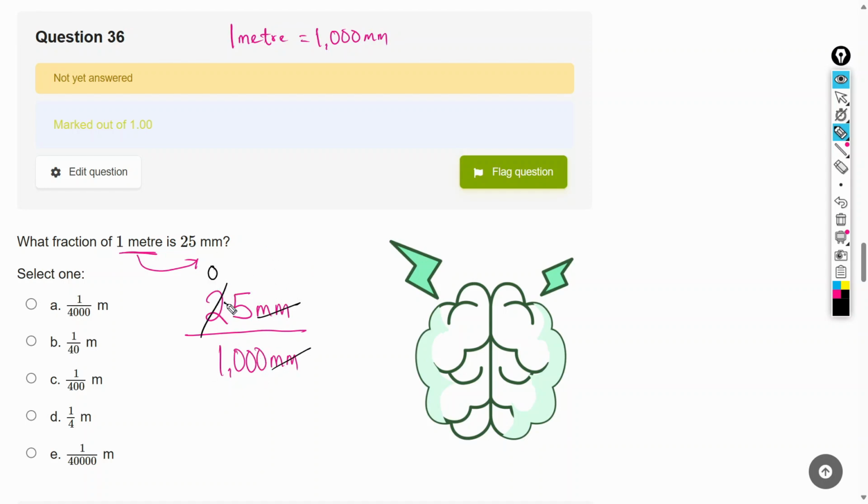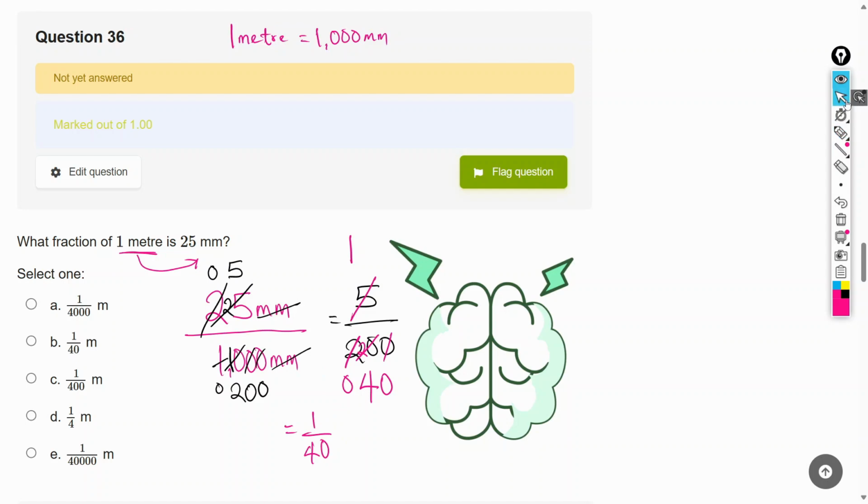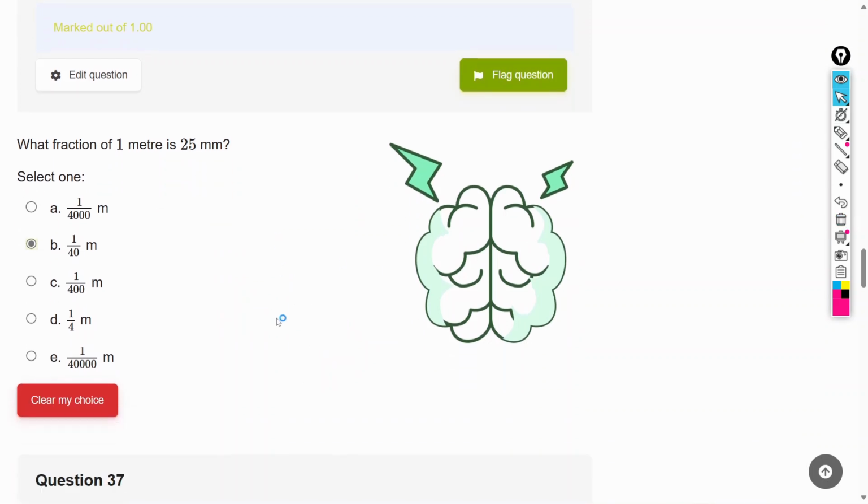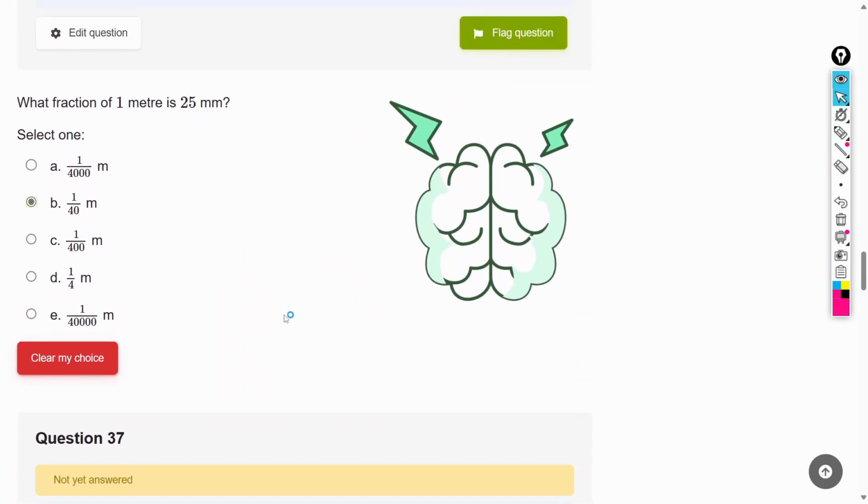5 into 2 is 0, carry 2, 25. 5 into 25 is 5. 5 into 1 is 0, carry 1, that's 10. 5 into 10 is 2. 5 into 0 is 0. 5 into 0 is 0. That's 5 over 200. We can again divide by 5. 5 into 5 is 1. 5 into 2 is 0, carry 2. 5 into 20 is 4. 5 into 0 is 0. That's 1 over 40. So 25 millimeters is 1 over 40 of a meter. That's right here.